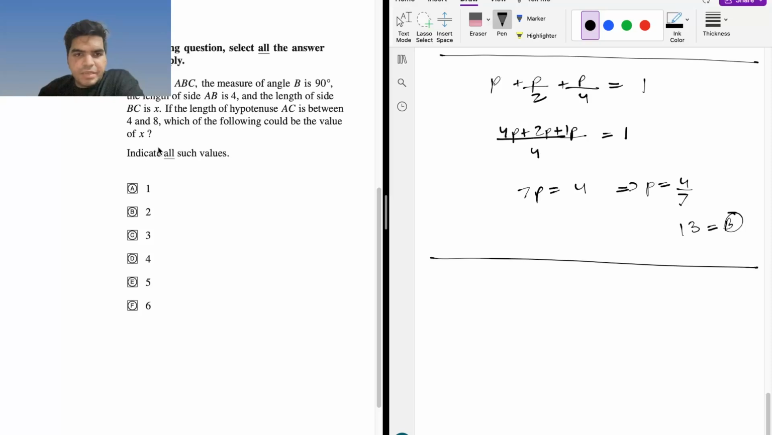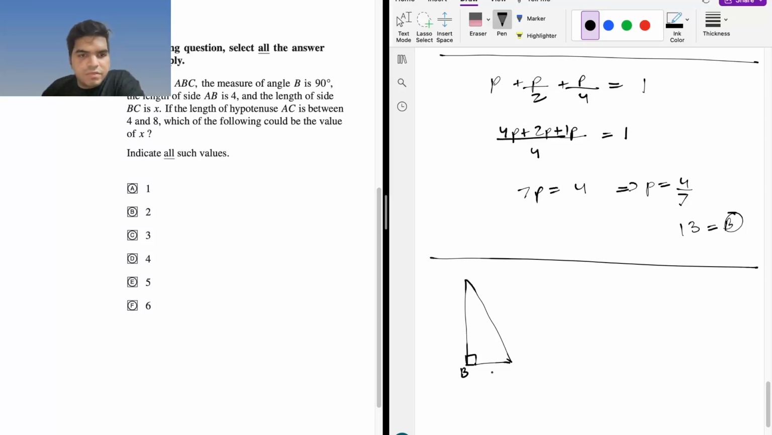In a triangle ABC, the measure of angle B is 90°. The length of side... let's draw it much better. Whenever you're reading these kinds of questions, it's best to draw it. So B is 90 degrees, so this will be B. Length of side AB is 4.